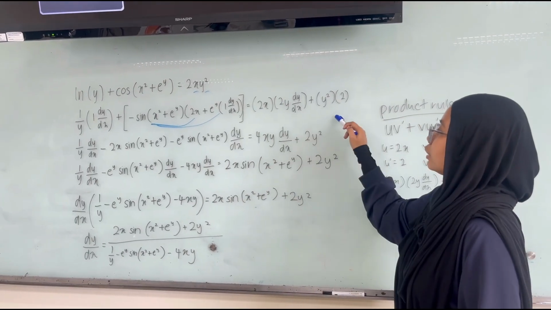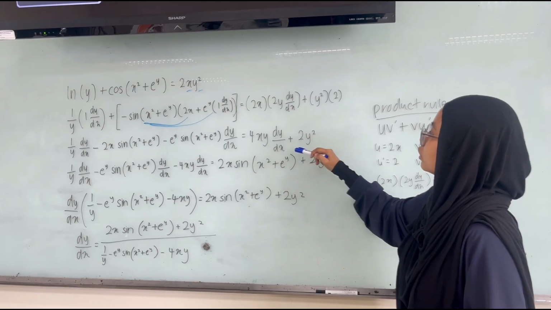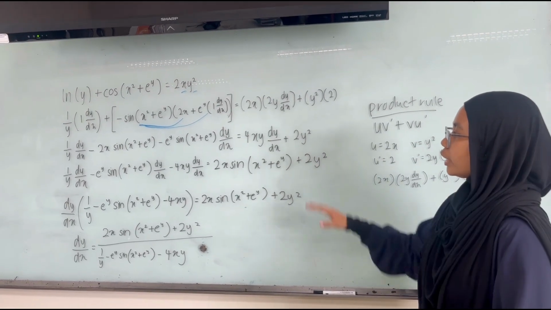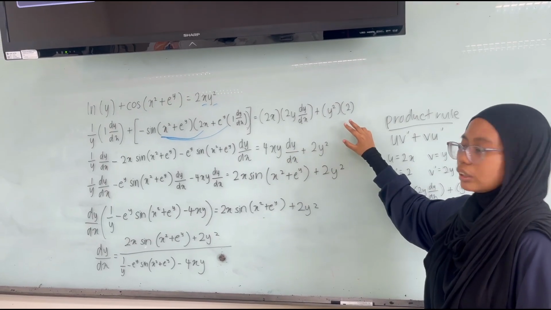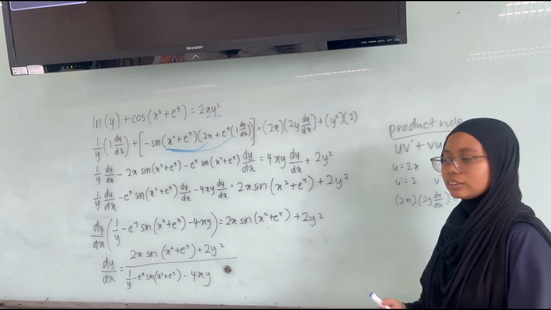And then we can simplify here. 2x times 2y equals 4xy dy over dx. y squared times 2 equals 2y squared. So when we have simplified all the equations, we can track back to our question. We want dy over dx.